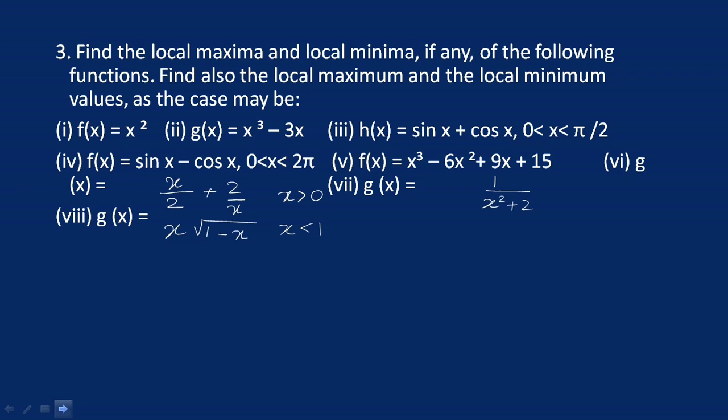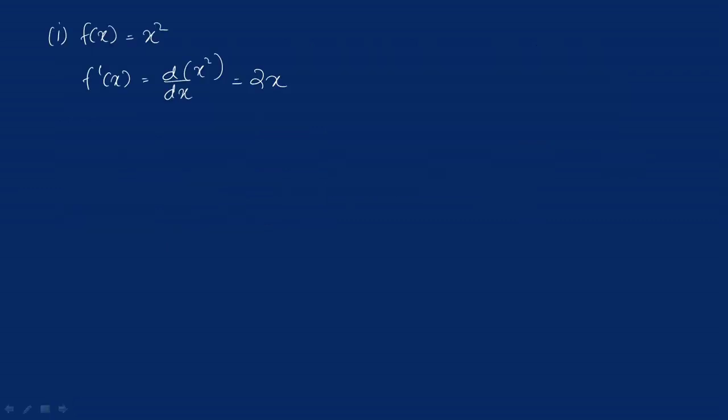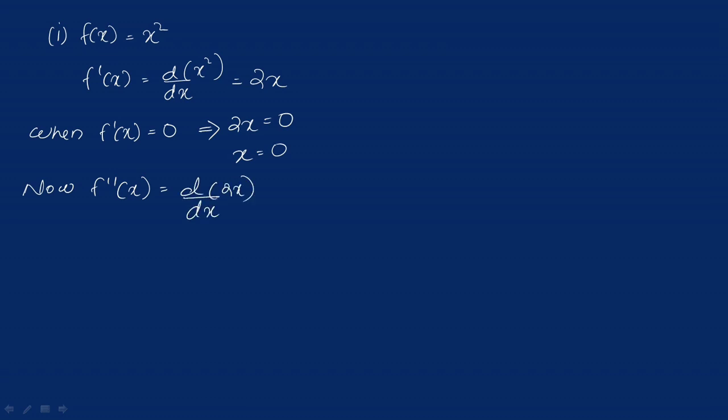First question: f of x is equal to x square. Now we will find f dash of x, that is d by dx of x square, that is 2x. When f dash of x is equal to 0, 2x equals 0, so x is 0. Now f double dash of x is d by dx of 2x, that is 2. So we know that 2 is greater than 0.